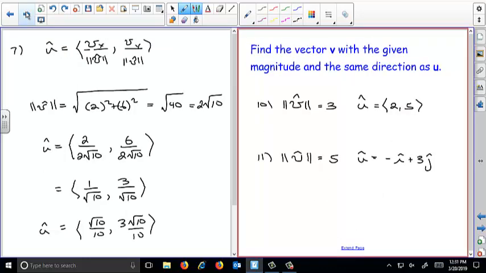Okay, next one is find the vector v with the given magnitude in the same direction as u. So you kind of go the opposite direction here. The procedure is we're going to find the unit vector associated with this, and then if you multiply the unit vector associated with this vector by the magnitude of v, you'll get the vector v.